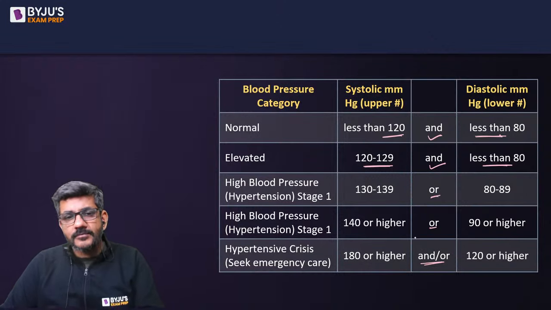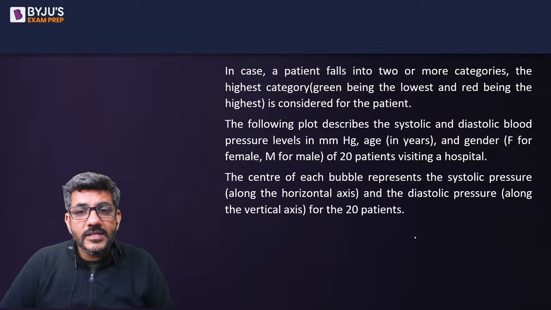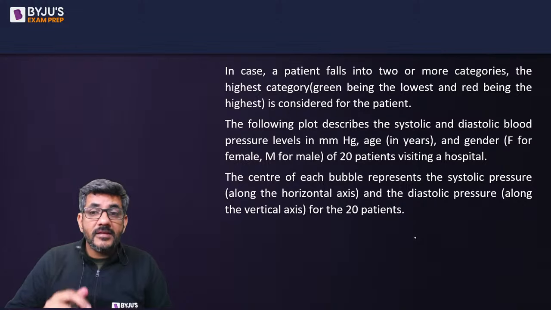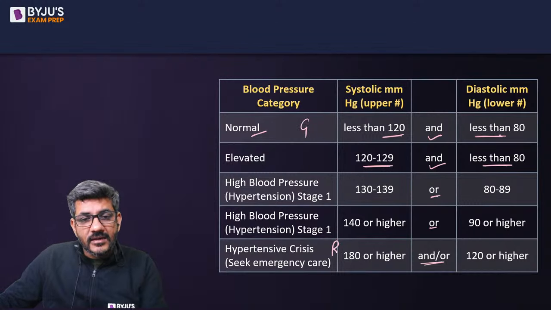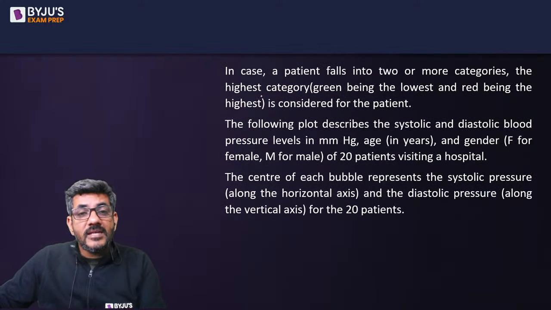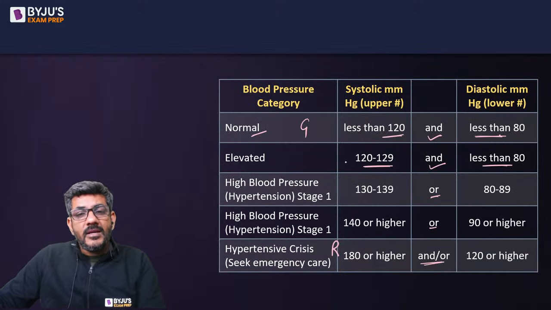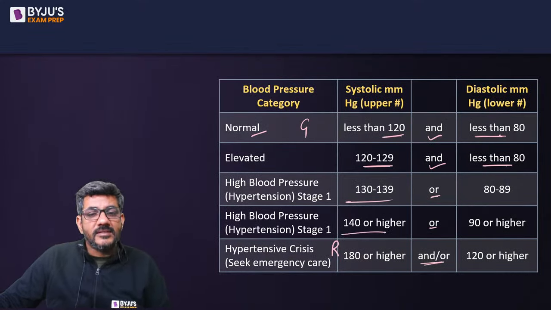ठीक है. चलिए, what next? In case a patient falls into two or more categories, the highest category, green being the lowest, right? So this green is the lowest. यहाँ पे colors बदल गए हैं. This was green color, this was red color. So वो कह रहा है अगर कभी भी ऐसा होता है, patient falls into two or more categories, the higher category is considered for the patient, right? So for example, a patient is there who is falling into two categories, in this as well as this. ठीक है?